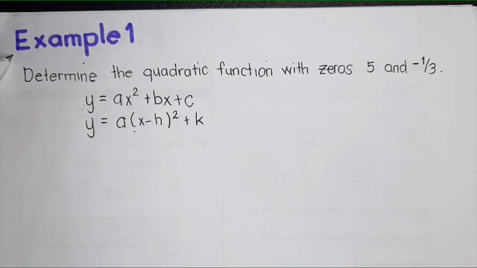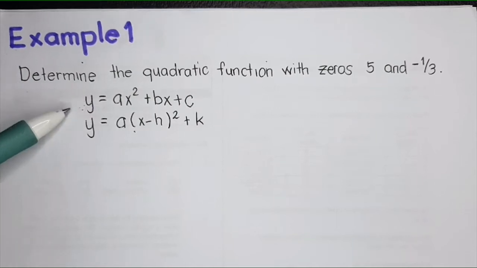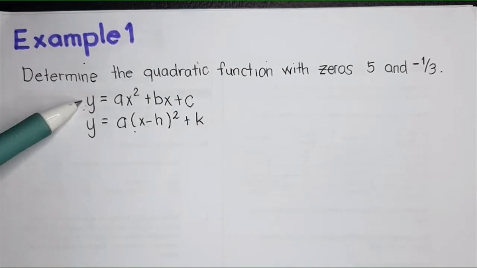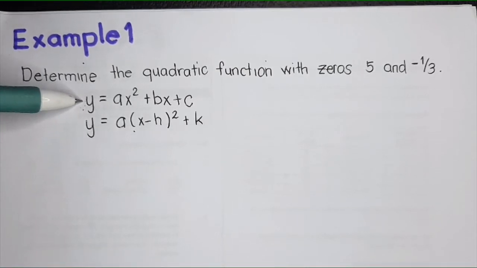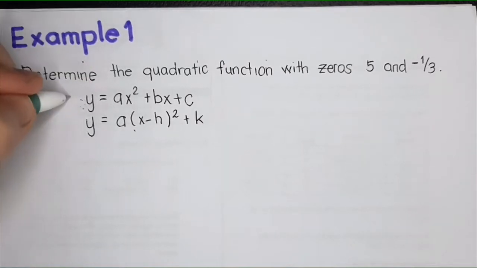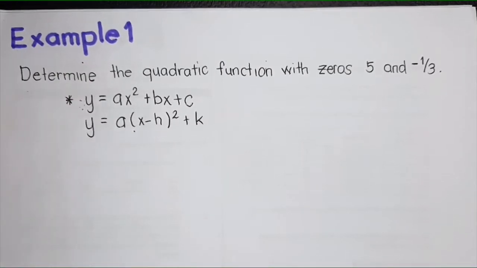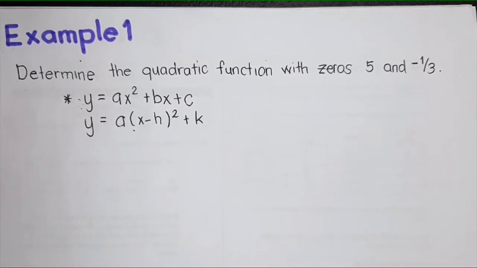So this is our example number 1. We're going to determine the quadratic function with zeros 5 and negative 1/3. Okay, so I have here two forms of the quadratic function. This form is what you call the standard form of the quadratic function. The second one is the vertex form of the quadratic function. Ito yung mas common na form. Before we answer this example, let me show you a specific example.